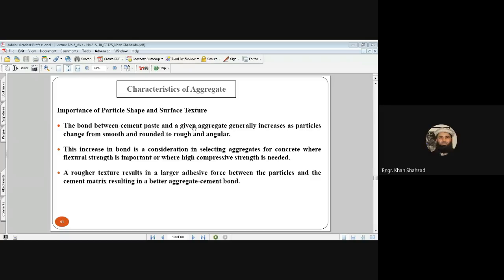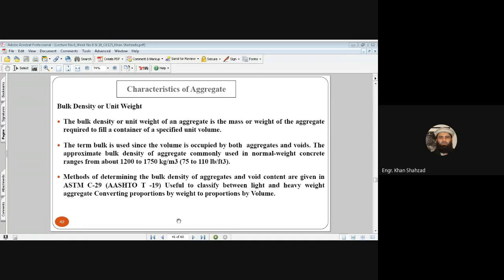The bond between cement paste and a given aggregate generally increases as particles change from smooth and rounded to rough and angular aggregates. We have discussed this many times. This increase in the bond is a consideration in selecting aggregates for concrete where flexural strength is important or where high compressive strength is required. A rougher texture results in a larger adhesive force between the particles and the cement matrix, resulting in a better aggregate-cement bond. So always try to use the rougher textured or angular aggregates. Is it okay? Try to avoid smooth and rounded shape aggregates.